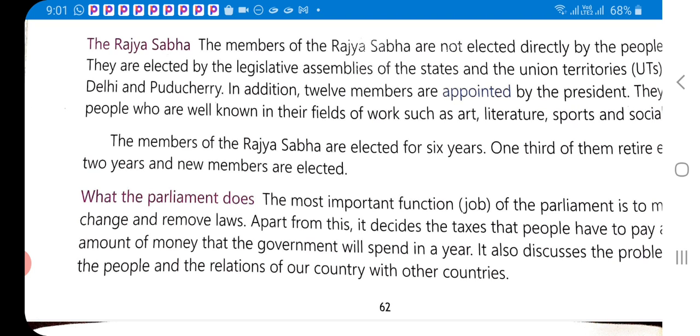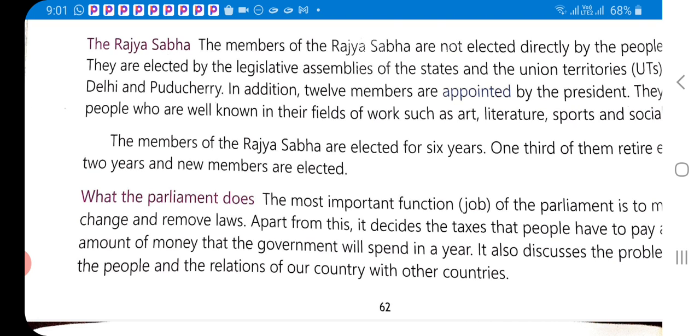The members of the Rajya Sabha are elected for 6 years. One third of them retire every 2 years, and new members are elected. Here also, one point is to be noted that Lok Sabha's members have a tenure of 5 years, and Rajya Sabha members have a tenure of 6 years, but one third of them retire every 2 years, and new members are elected.